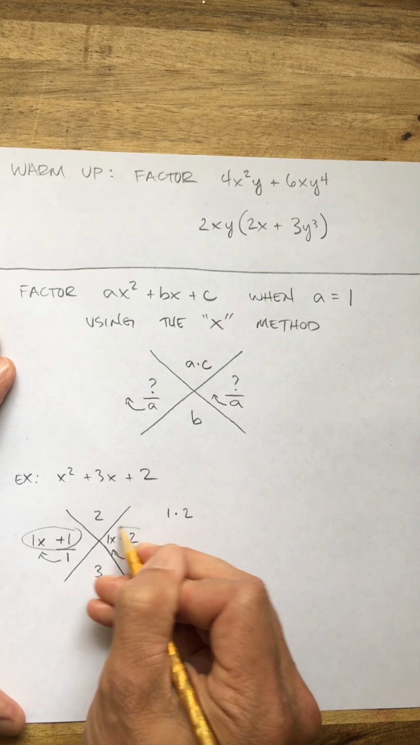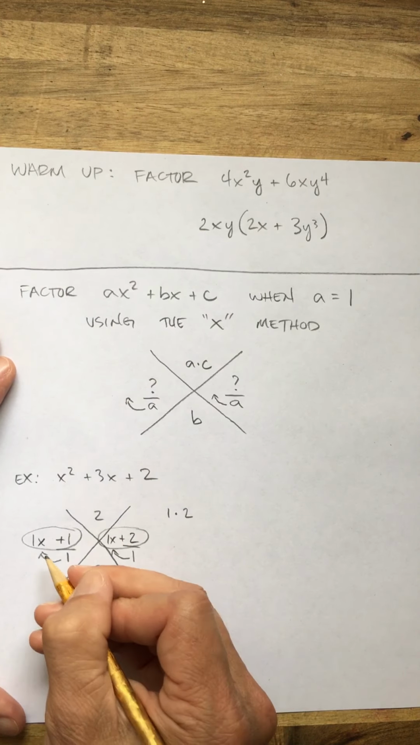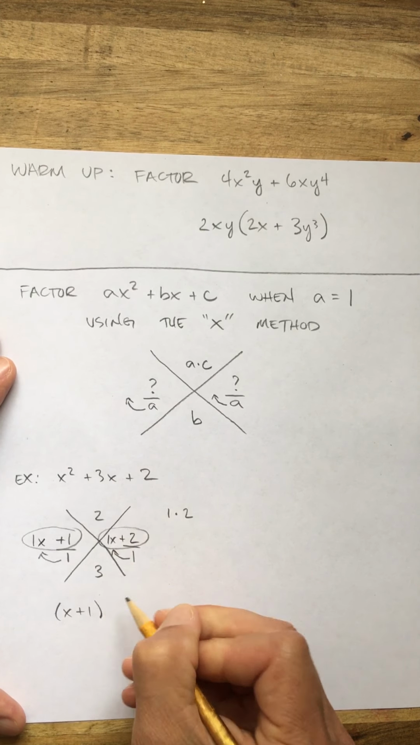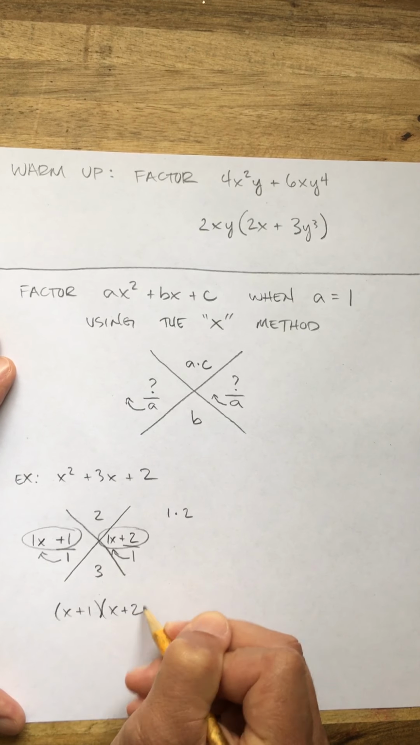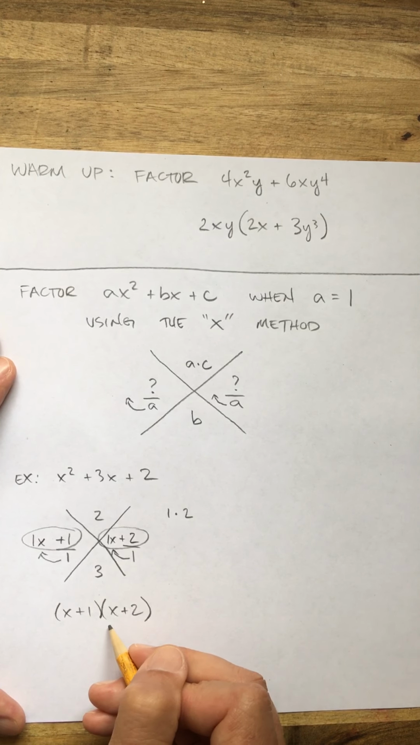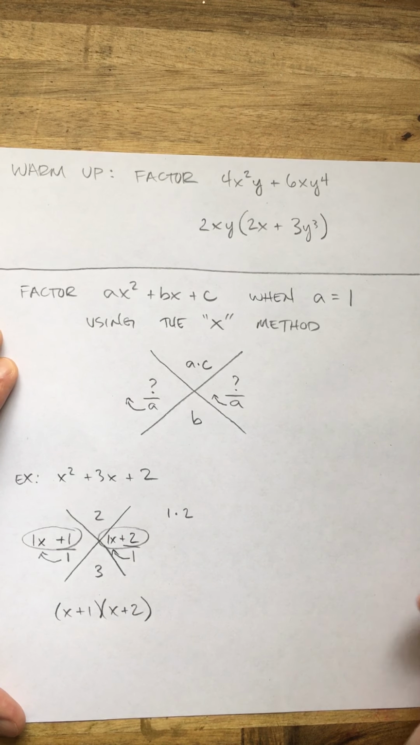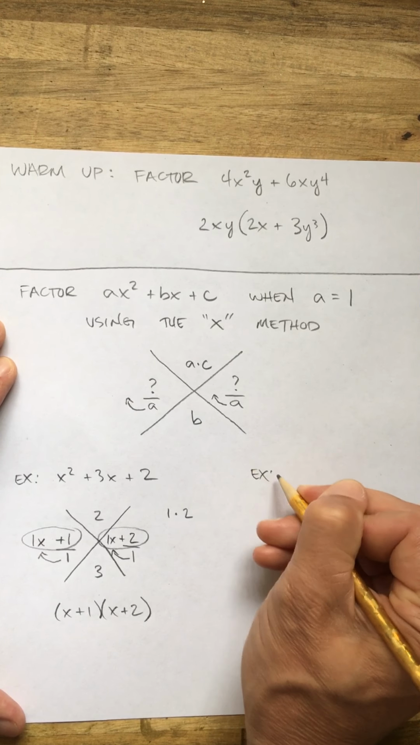Now we have these guys right there, okay? Those are our factors. 1x plus 1 is x plus 1, and 1x plus 2, that's just x plus 2. This right here is the factored form of this right here. Okay, so let's try another example, see if we can do this.